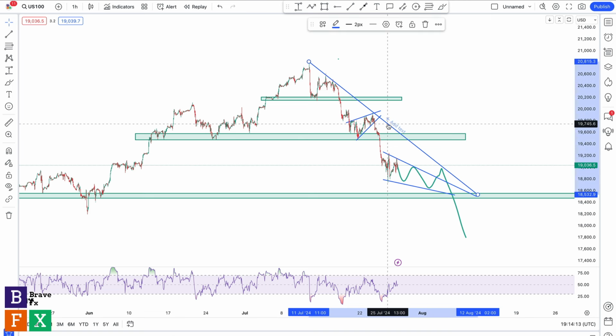So that's it briefly for Nasdaq. I've just explained my bearish case scenario and my bullish case scenario.